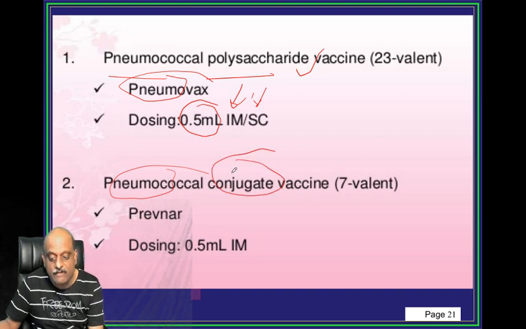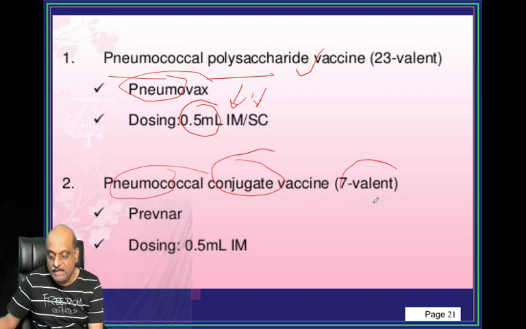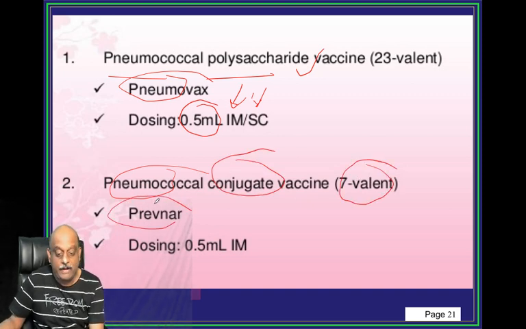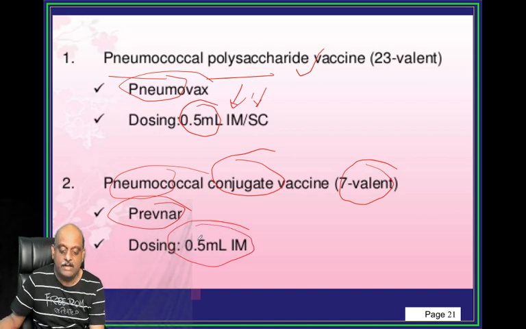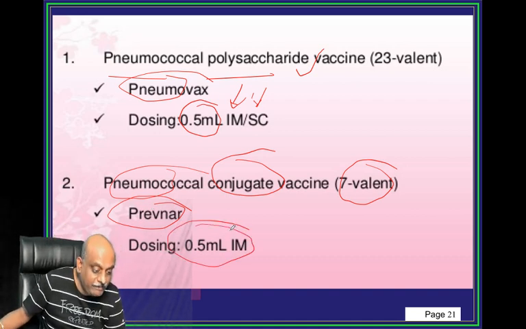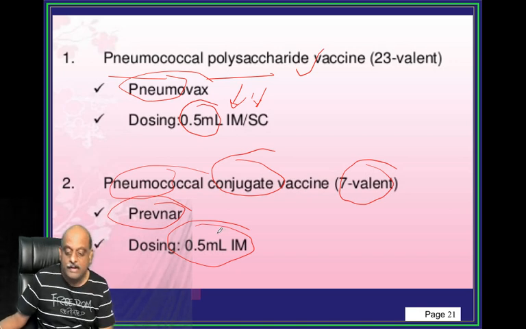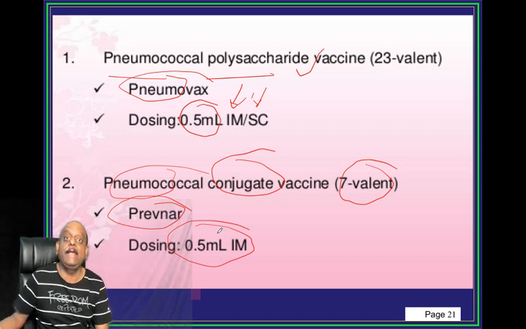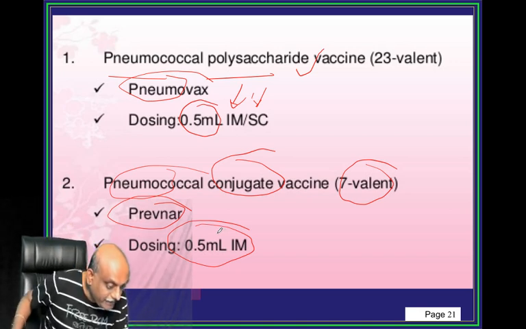Pneumococcal conjugate vaccine, typically 7-valent, is called Prevnar, and the dosing is 0.5 ml IM. That is what you need to remember.